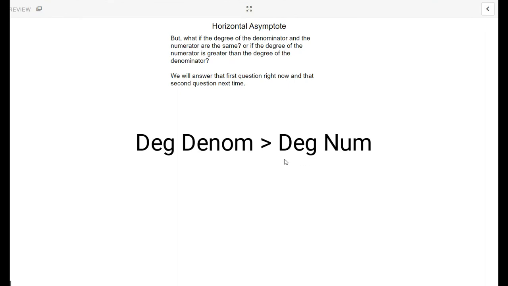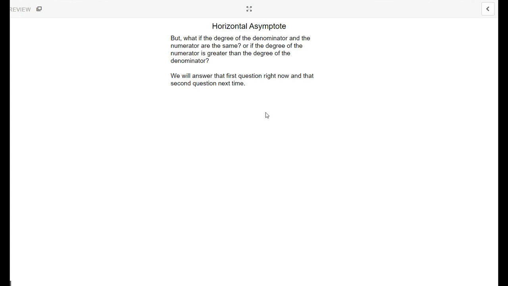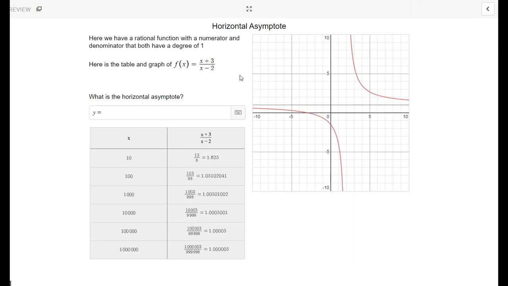So we talked about how to find the horizontal asymptote if the degree of the denominator is bigger than the degree of the numerator. But what happens if the degrees of the numerator and denominator are the same, or if the numerator's degree is greater than the denominator? So we're actually going to answer that first question right now. And as it says here, that second question, when the degree of the numerator is bigger than the denominator, we will do in the next lesson. So today's lesson, let's focus on when the degrees are the same.